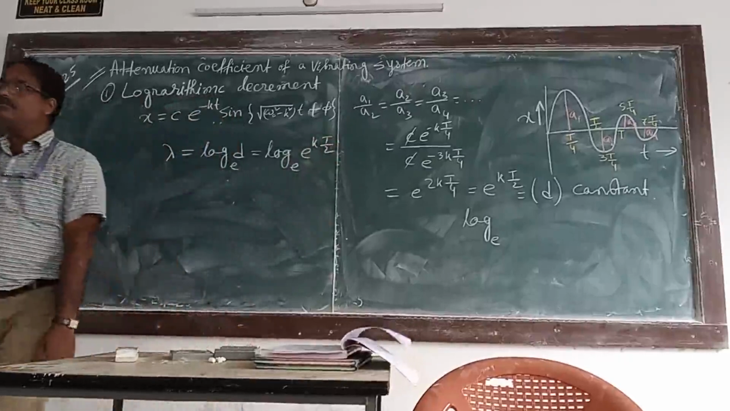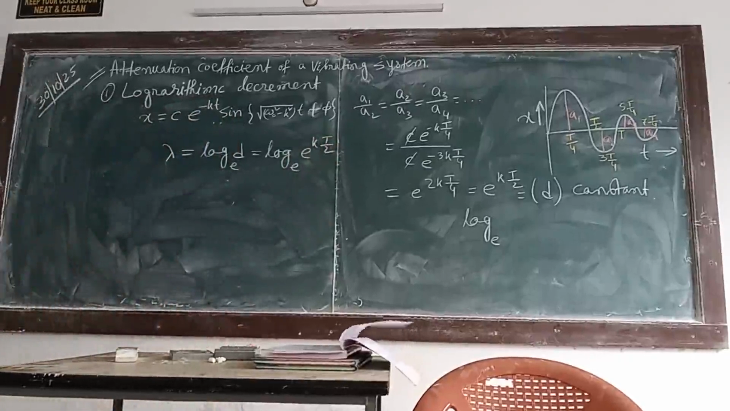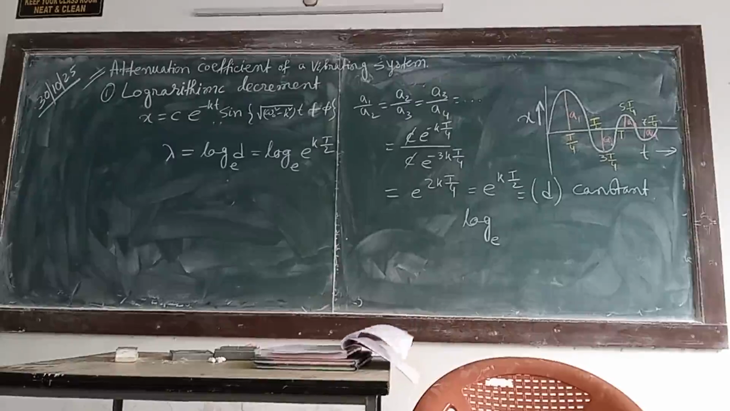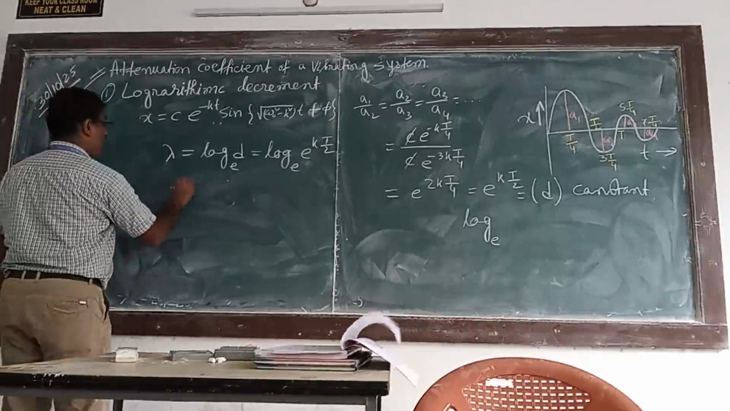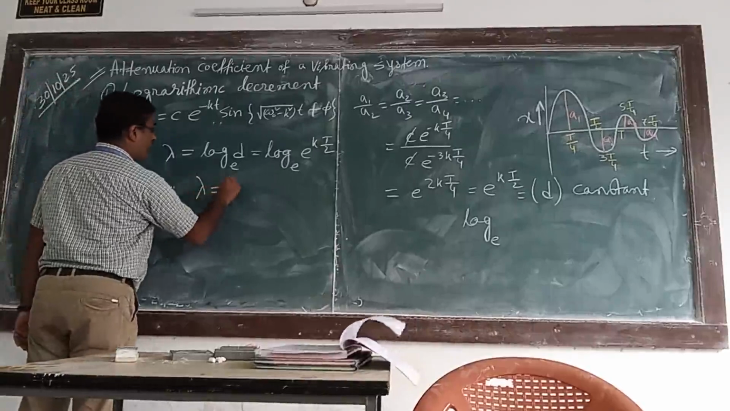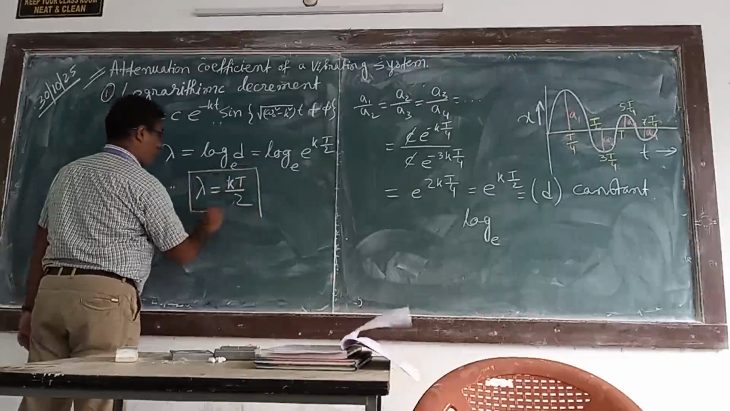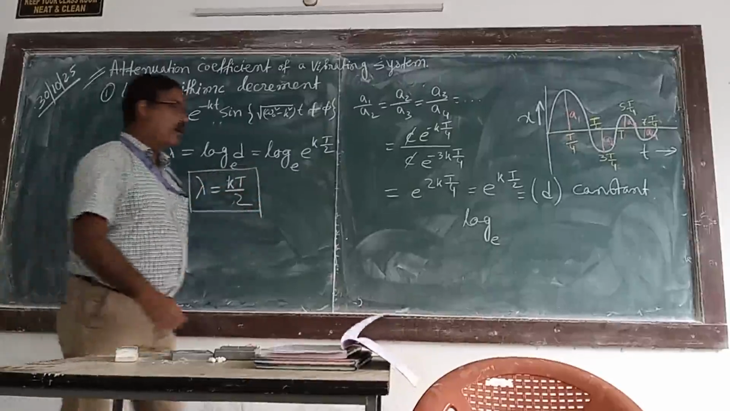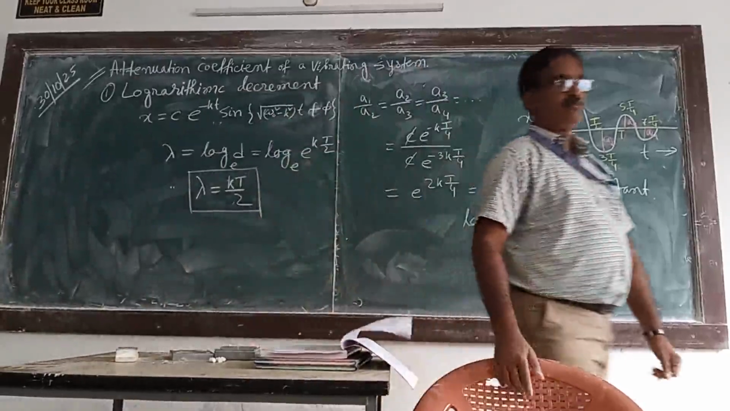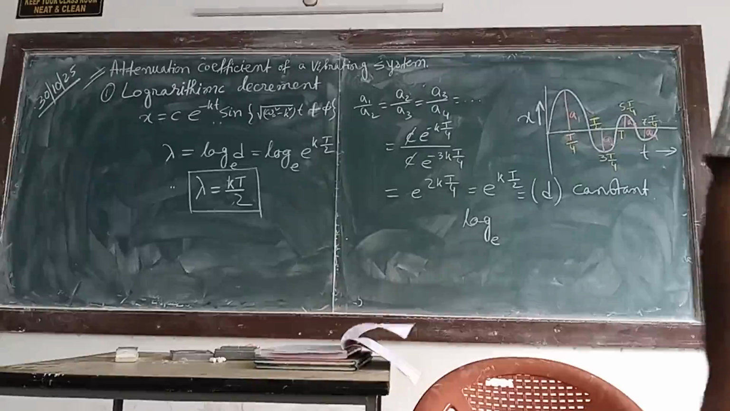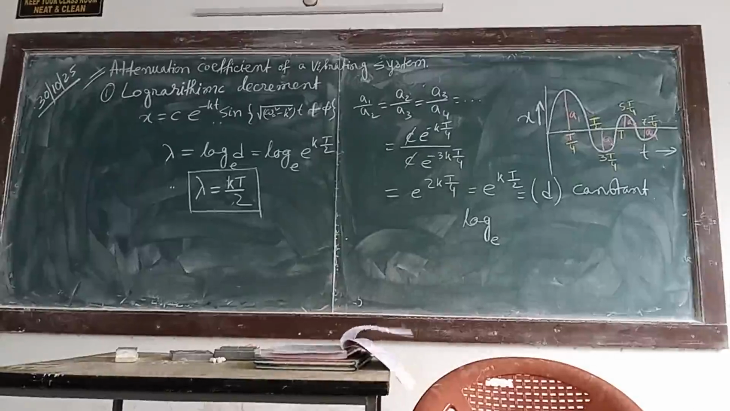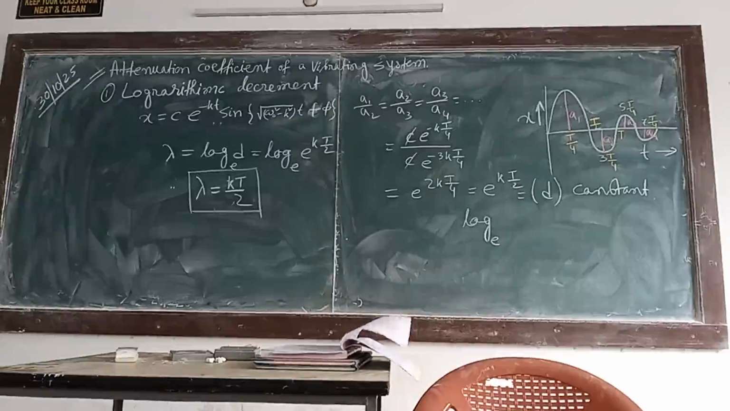What is the value? K t by 2. Good. Therefore, lambda equals to k t by 2. This is the logarithmic decrement, which is denoted by lambda. So lambda equals to k t by 2.